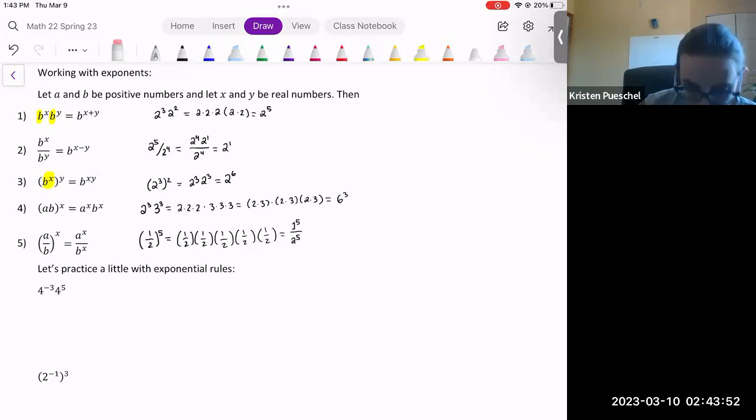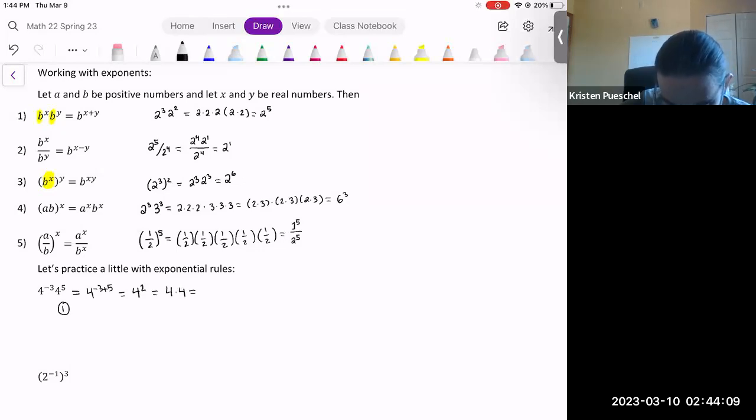So here we have the same base. And so if we want to combine these, we can use rule 1 to say this is equal to 4 to the negative 3 plus 5, or 4 squared. And 4 squared is 4 times 4, or 16.